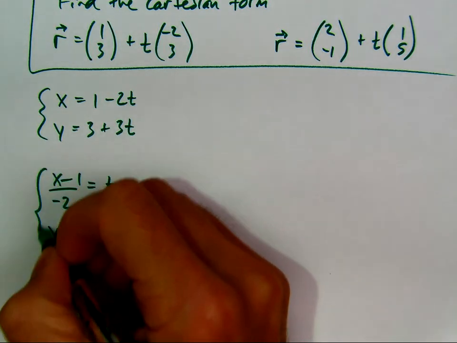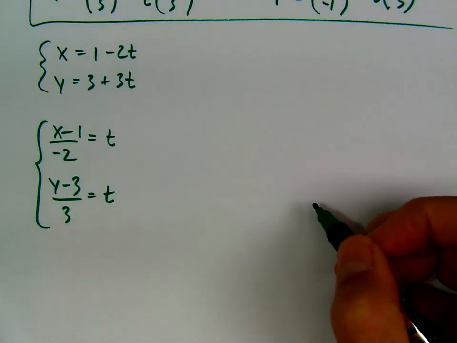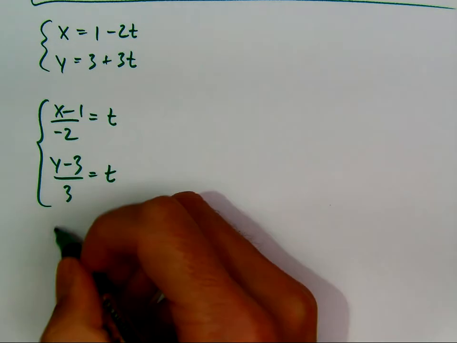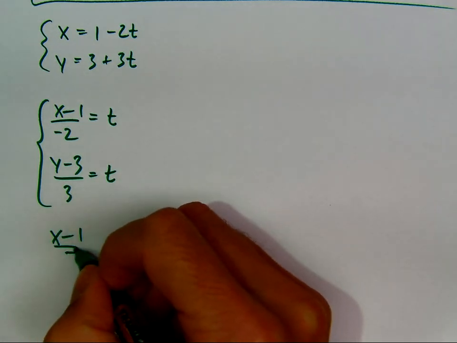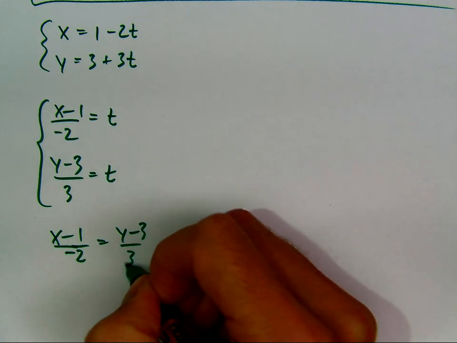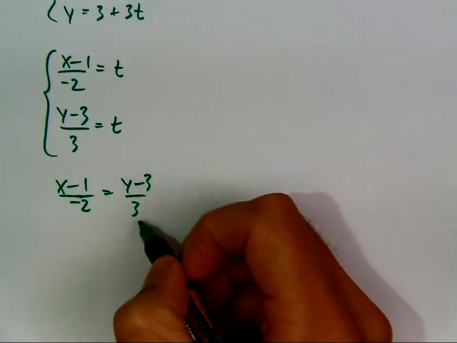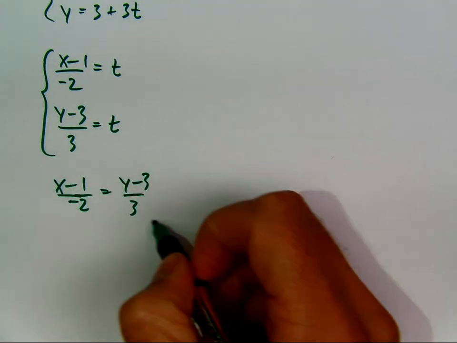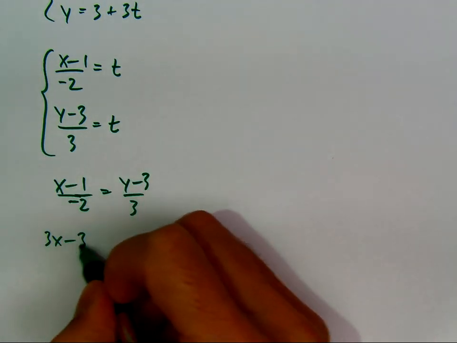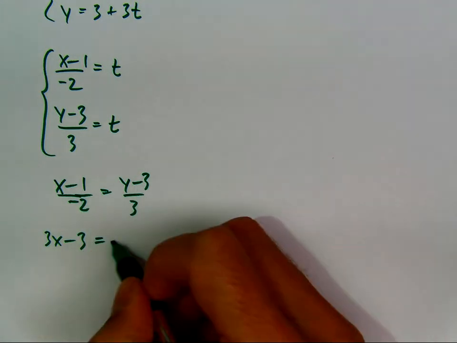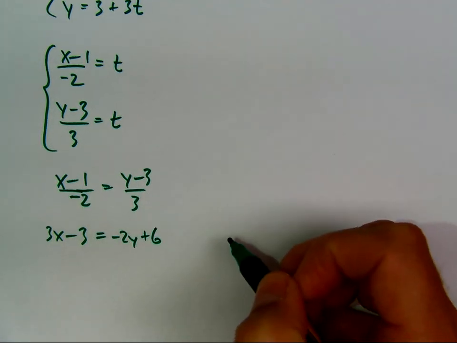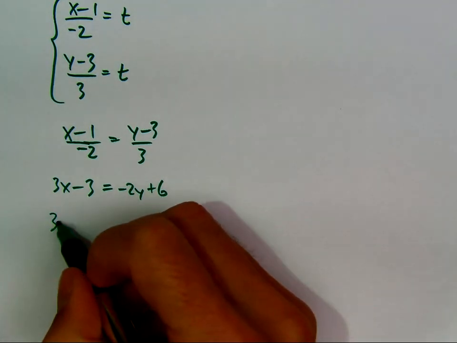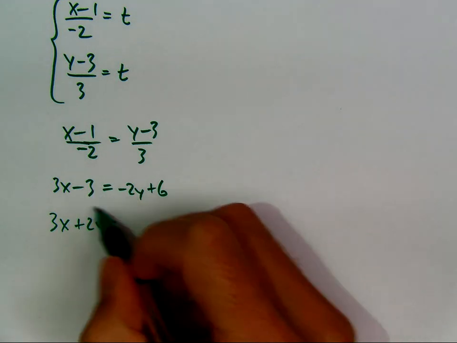So there is still parametric form, but now we can just set these equal to each other because they both equal the same thing. And we just put it in whatever form we want. That is a Cartesian form. We can multiply by 3 on both sides, 3x minus 3. Multiply by -2 on both sides. And we'll have, we could put 3x plus 2y equals, we're going to add 3, that's 9.